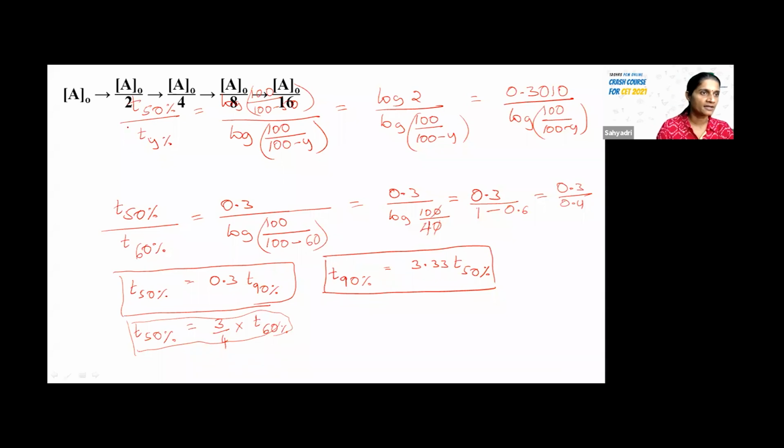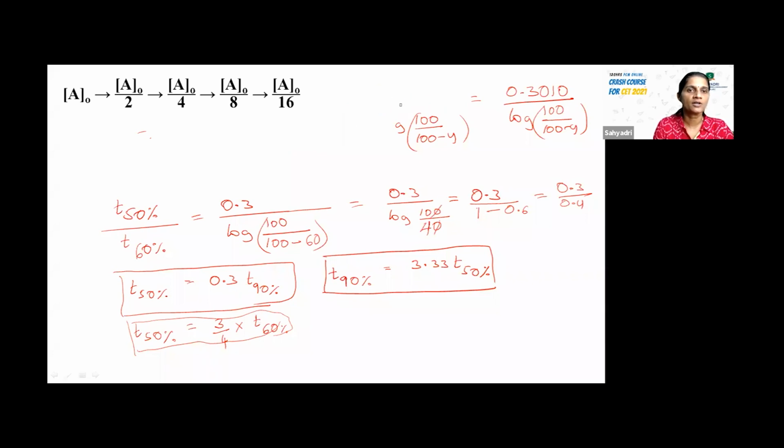This I had written something. A naught going to A naught by 2 is 1 T half. Then A naught by 4 in another T half. A naught by 8 is another T half. So A naught by 16 is another T half. Okay, so in 1 T half, it becomes A naught by 2. In 2 T halves, it becomes A naught by 4. In 3 T halves, it becomes A naught by 8. In 4 T halves, it becomes A naught by 16.